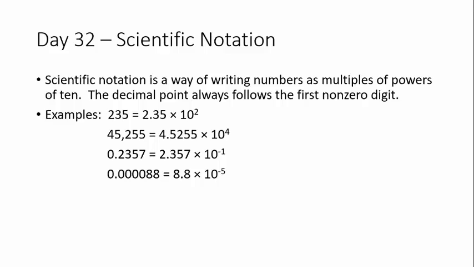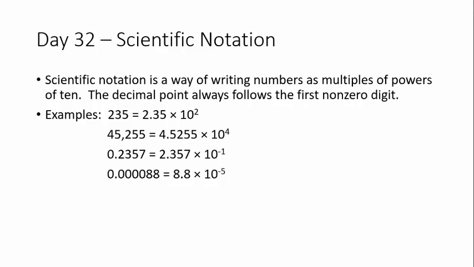We will end with scientific notation. Scientific notation is a way of writing numbers as multiples of powers of 10. The decimal point always follows the first non-zero digit. You'll notice in these examples that the exponent on the 10 matches the number of places that the decimal point has been moved. So we can write 235 in scientific notation as 2 and 35 hundredths times 10 squared. We move the decimal place 2 points to the left.